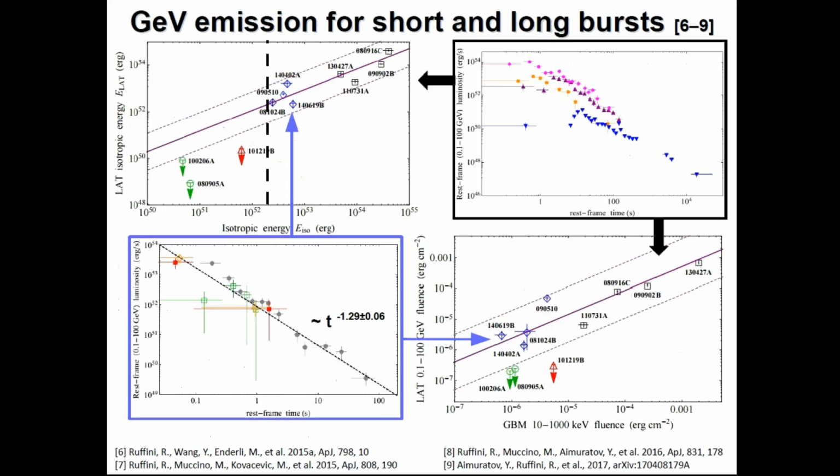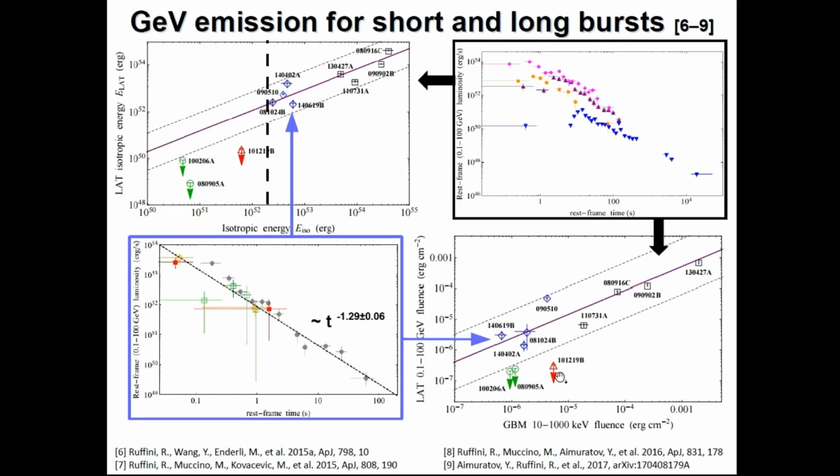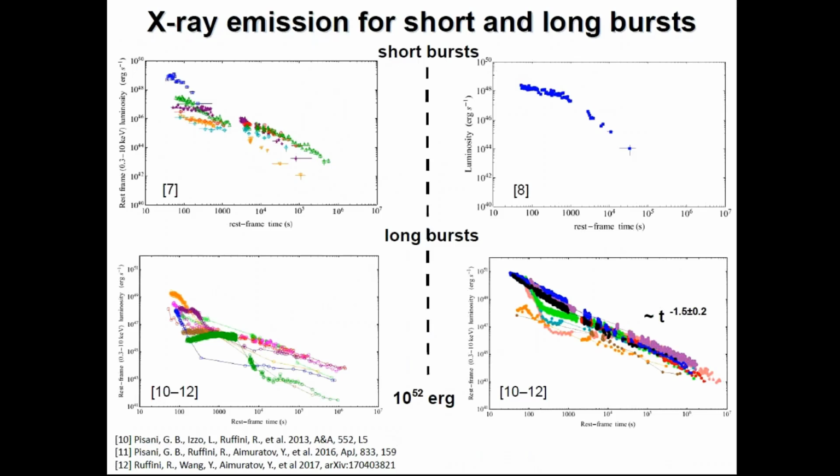So after, okay, just to summarize, this was the starting point. And then we made some considerations in different energy bands, not considering only gamma rays, but considering, as you saw here, the GW radiation. But we can draw some conclusions also using the X-ray emission, because there are different behaviors in the X-ray emission, both for short and long GRBs.